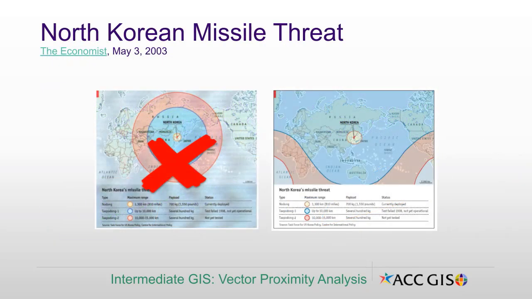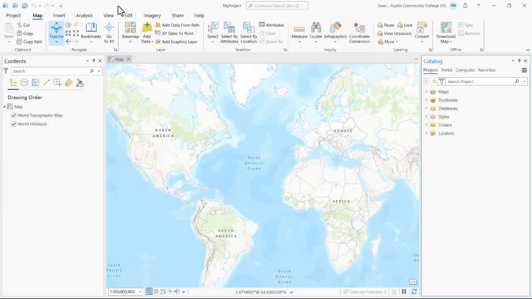To help you visualize the difference between planar and geodesic measurements, I'm recreating a map published in 2003 by The Economist alongside an article about North Korean missile range. The map incorrectly showed the maximum 10,000 kilometer range of North Korea's most advanced missile. Let's recreate the map and resulting error using planar and geodesic measurements.